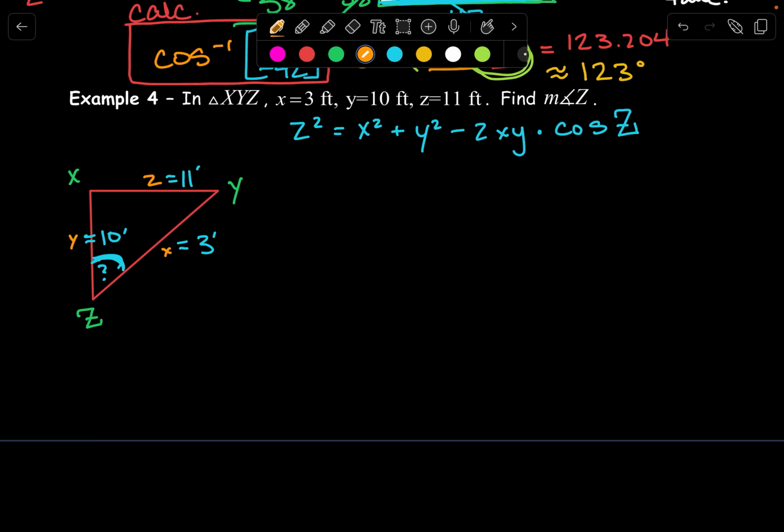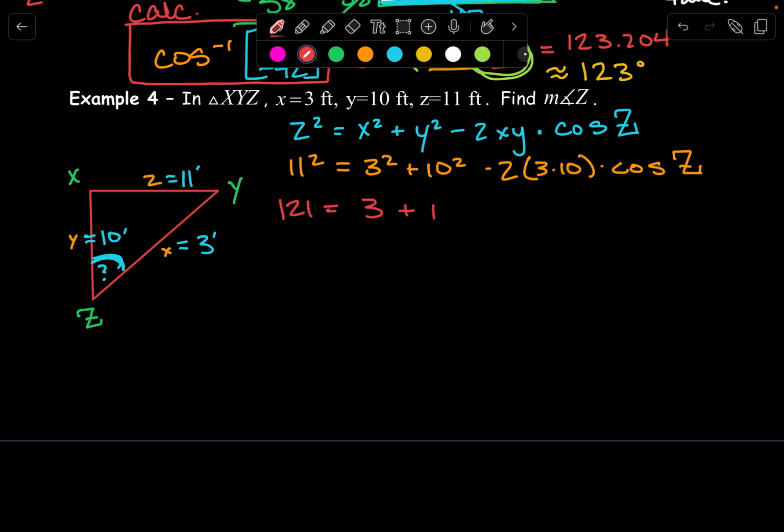All right, Z is 11, X is 3, Y is 10, and then cosine Z is the thing I don't know. So I'm going to get to simplifying. 11 squared is 121, 3 squared is 9, 10 squared is 100, 2 times 3 times 10 is 60, cosine Z.